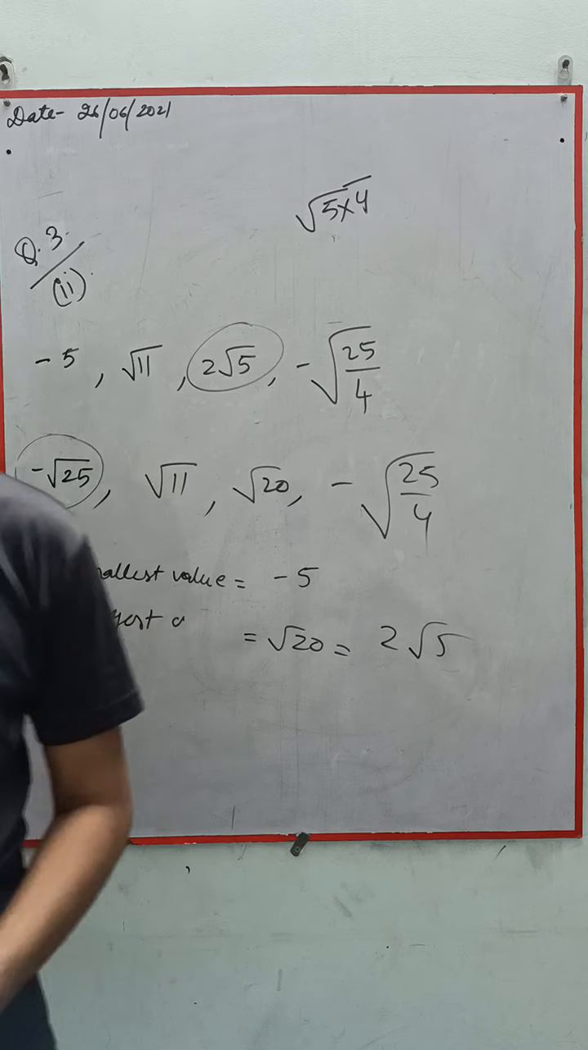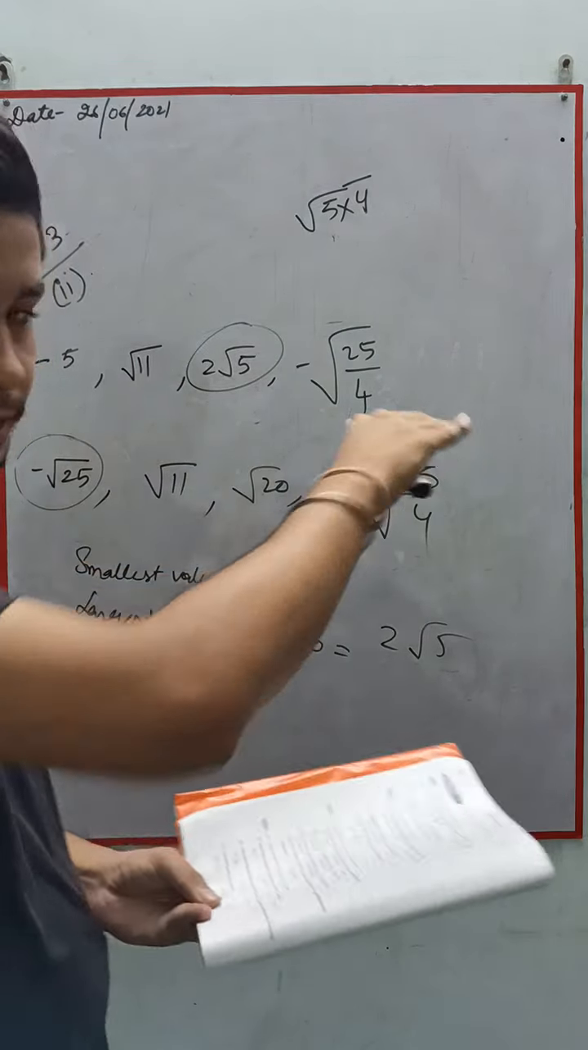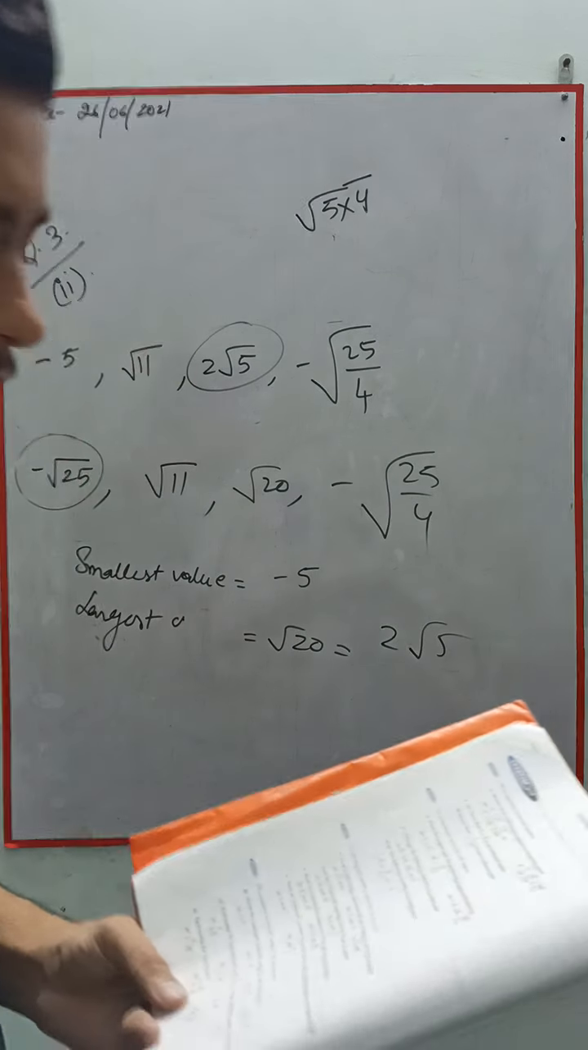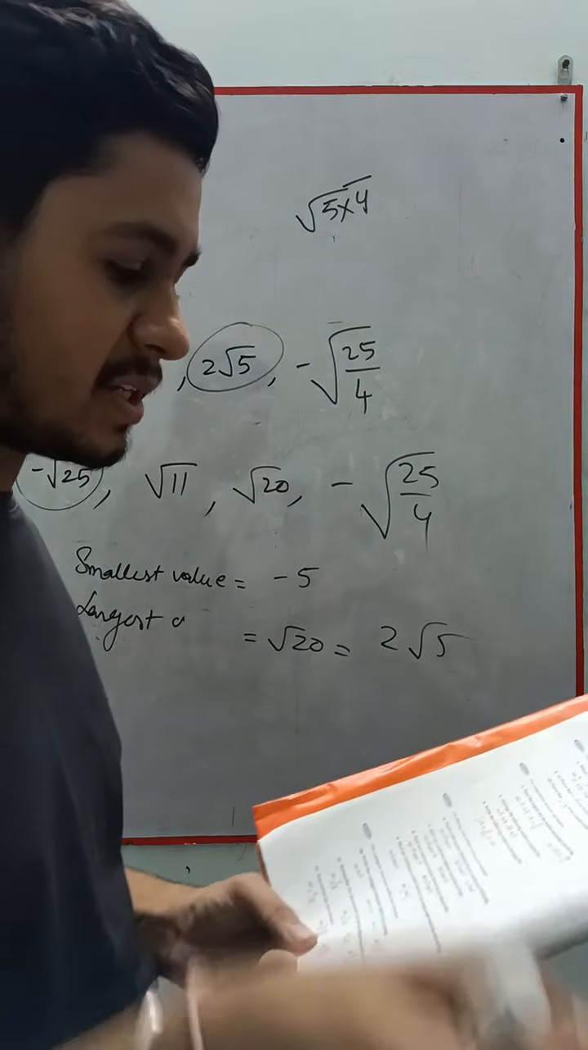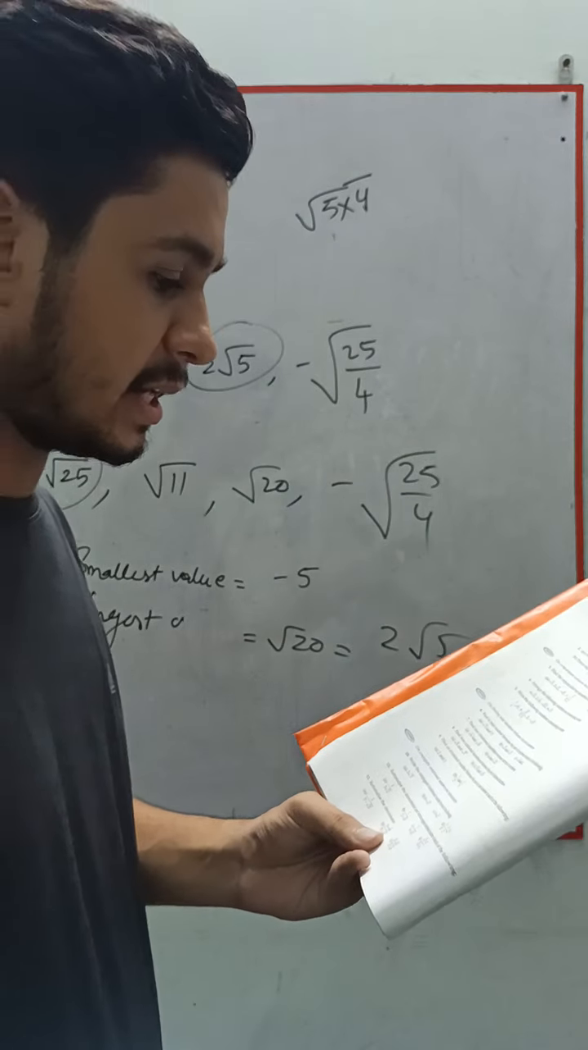Okay, then comes the ascending and descending order. Again, do write in the square roots, and then from there you differentiate which is the smallest and which is the largest, and arrange it in the ascending and descending order.